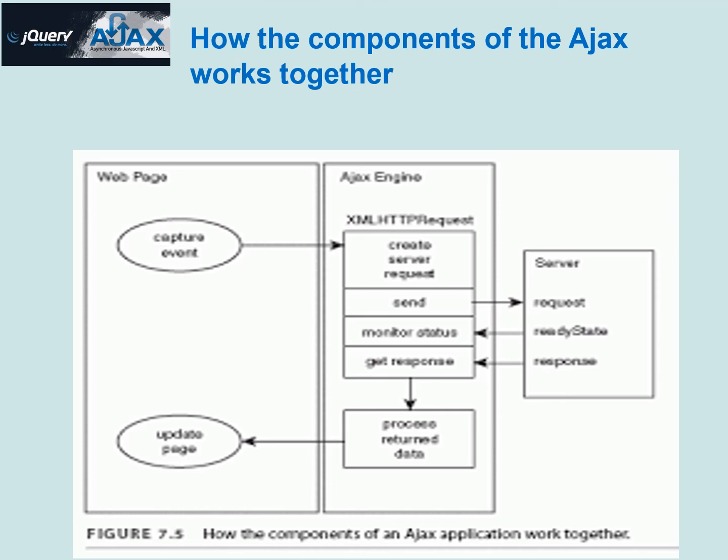On the server side, the request will arrive, it will produce a ready status message to the Ajax engine, and after processing the request, it will give a response back to the Ajax engine of the web application. Here we can see the functionality that should be done by the Ajax engine: create the server request, send the request, monitor status, get responses, and process the return data from the server to give back to the web page.